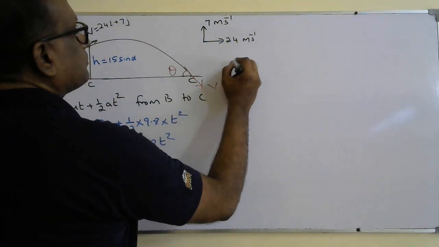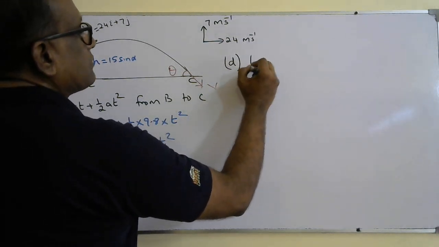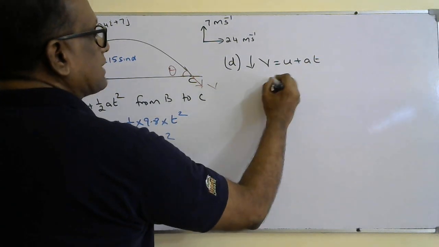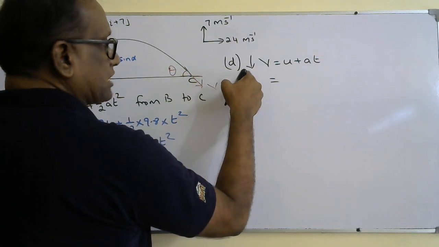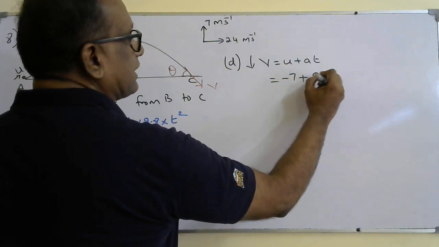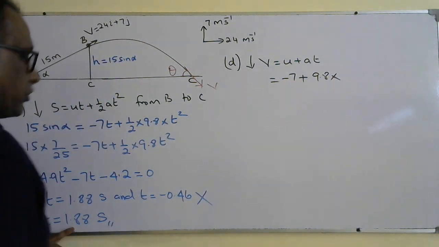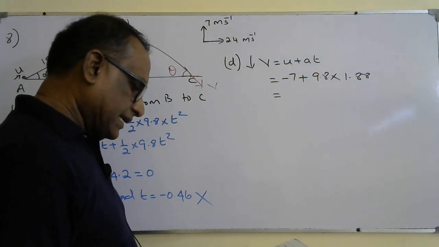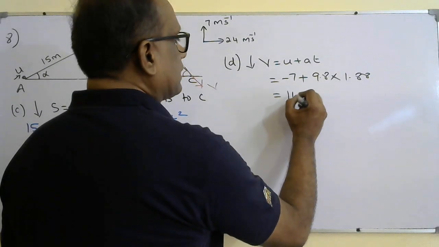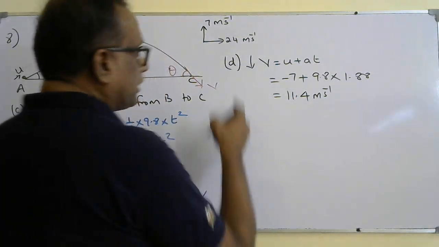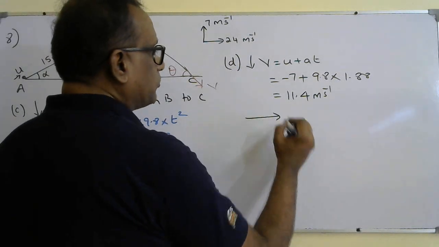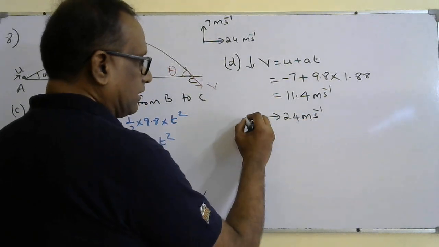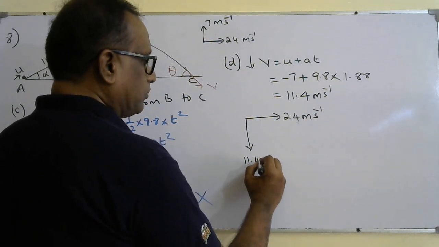So D part, downwards we'll use v equals u plus at. That is the vertical component I'm going to use. The initial velocity is upwards. I'm using downwards positive. So minus 7 plus acceleration is downwards, time taken is 1.88. So when I solve, I'll get the vertical component of the velocity, which is 11.4 meters per second. The horizontal component has no change. So the horizontal component just before it hits the ground is the same as initial, because no change in horizontal. Vertical component downwards, 11.4 meters per second.